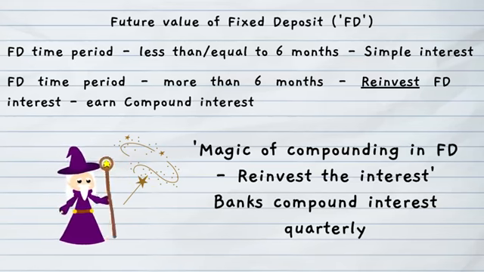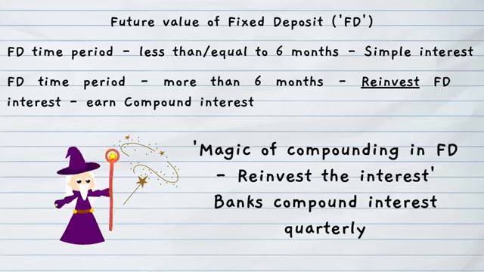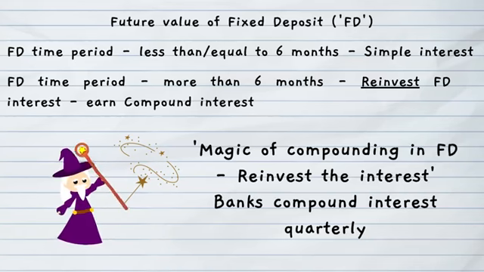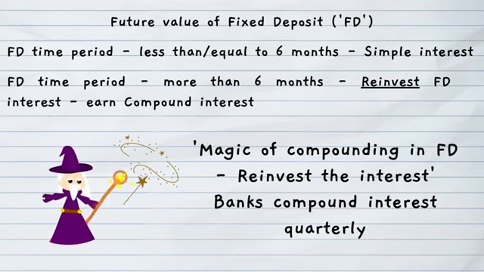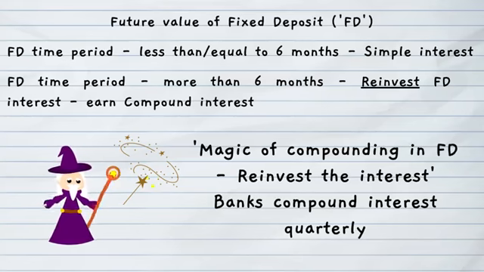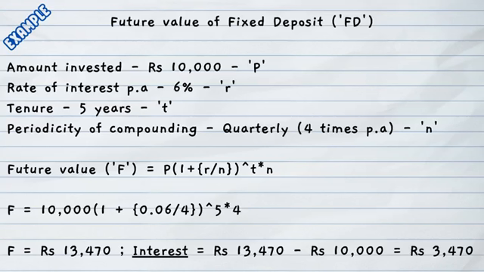For the magic of compounding to work, you have to opt for reinvestment of the FD interest. That way, you earn interest on interest. But if you choose for monthly payouts or quarterly payouts, then no compounding happens. So when you reinvest the interest on your FD, banks do the compounding, usually at quarterly intervals. Let's just look at an example.